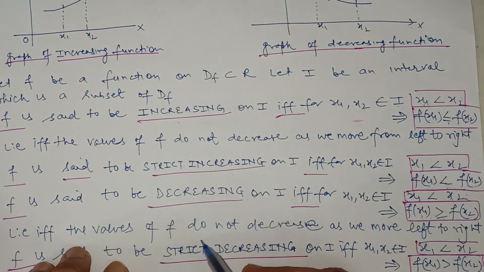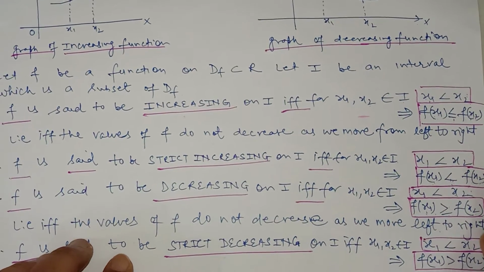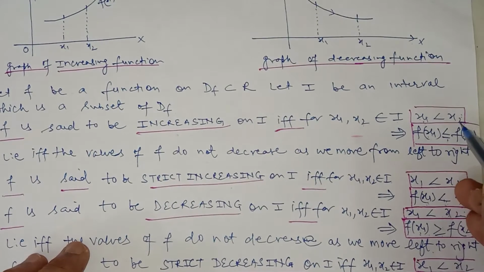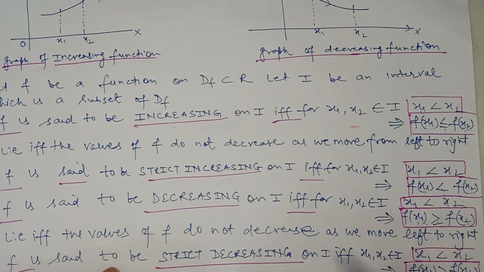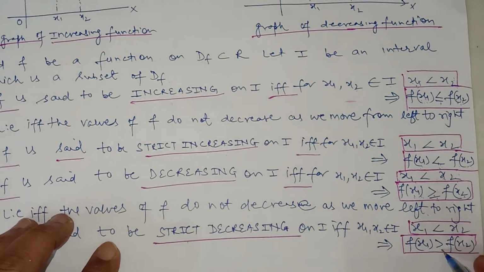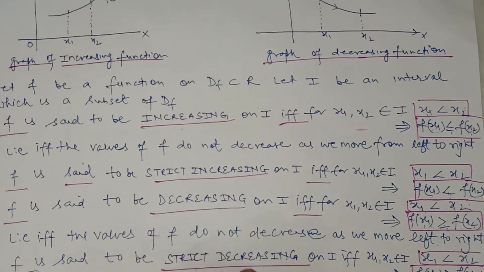In increasing, the values of f do not decrease as we move from left to right, meaning if x1 is less than x2, then f(x1) should be less than or equal to f(x2). But in decreasing, if x1 is less than x2, then f(x1) should be greater than or equal to f(x2). And it becomes strictly decreasing if the equal sign is not there and it is only greater. So this is the strictly decreasing function.